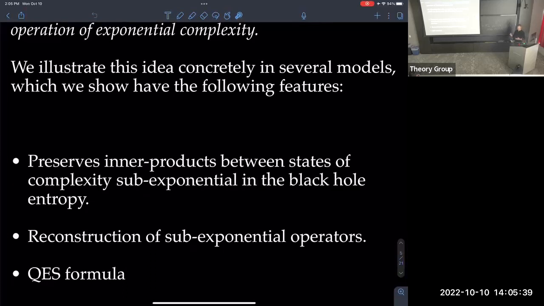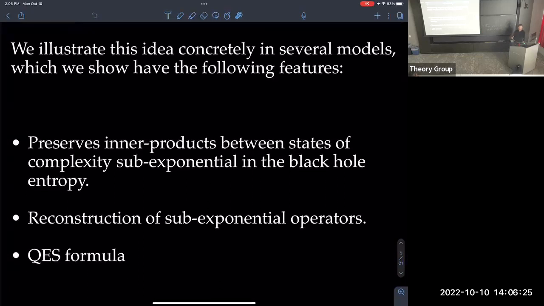This is kind of a new thing in quantum information theory. Historically, whenever you talk about error-correcting codes, the operators that you can reconstruct in these codes form some subalgebra. This is different. This is a new type of code in which the operators you can reconstruct are a set of sub-exponential operators, which don't form a subalgebra, because you can take simple operators and multiply them together many times and you get some big operator that's not sub-exponential. That was a digression. So the third thing that we'll get in these models is the quantum extremal surface formula.